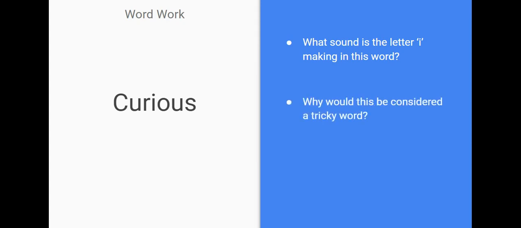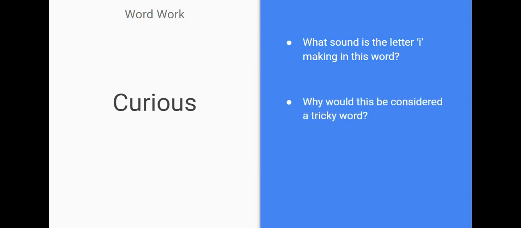In our read aloud, we're going to go through our next word for our word work, and this word is the word curious. So I'm going to say the word, you repeat it. Curious. So we have the vowel I in this word. What sound is that I making in curious? Yeah, it's making the E sound, curious.